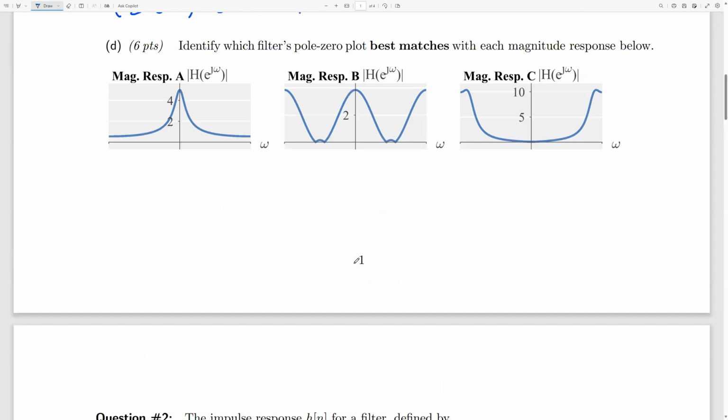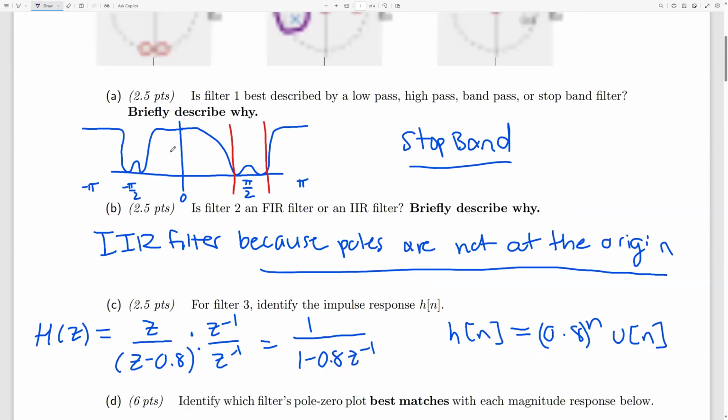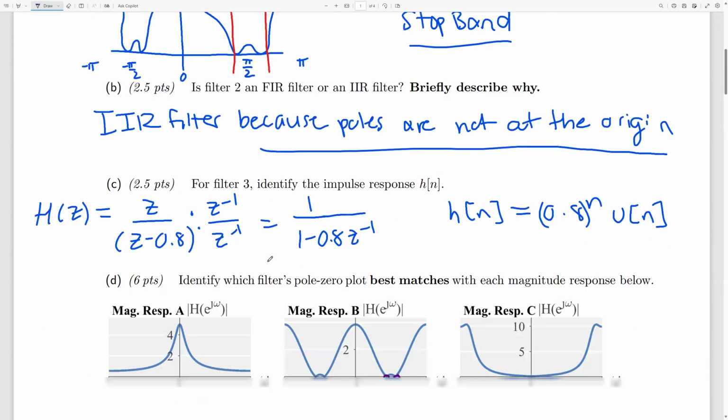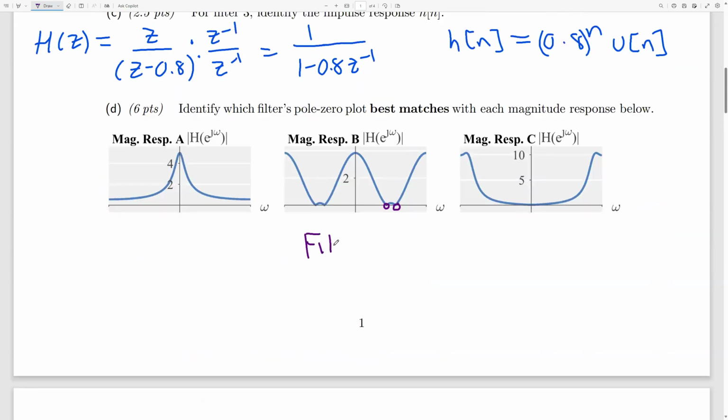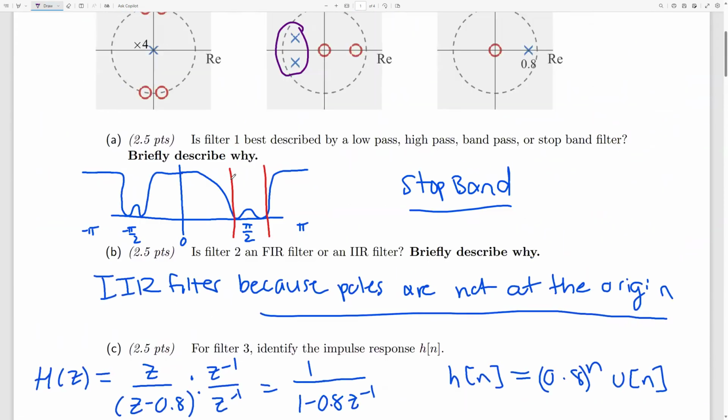Next, you have the question: identify which filter's pole zero plot best matches with each magnitude response below. I sort of hinted at magnitude response B already, and the point I'm making is that there are these zeros near pi/2, which is exactly filter 1. So that's an easy answer. And you can sort of see the similarity between how I drew this magnitude response B and my quick sketch earlier in part A.